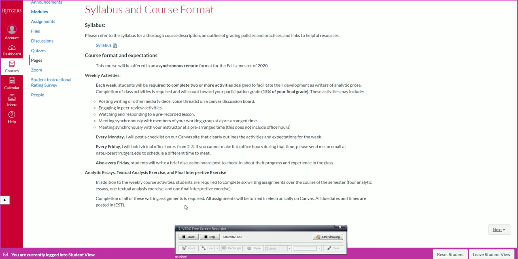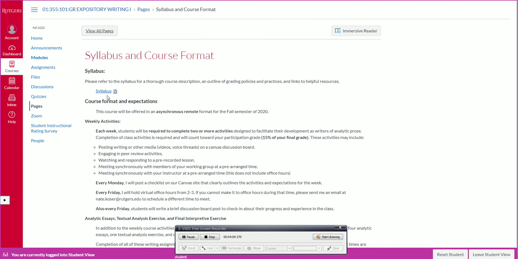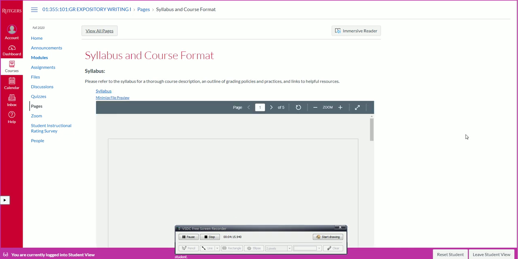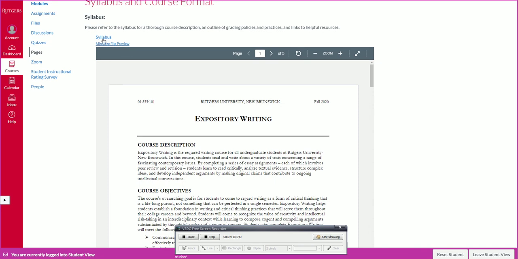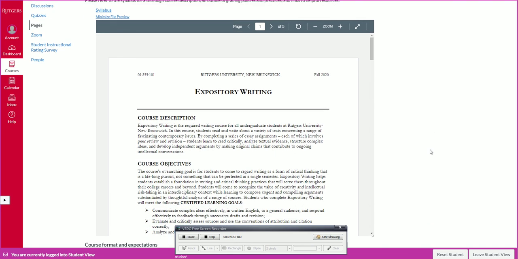But let's go ahead and look at the syllabus. If you click this little magnifying glass thing, it'll pop up, or you can download it, I think, by clicking on it. Let me know if you have trouble accessing any of the files. I know some people were having issues with that.